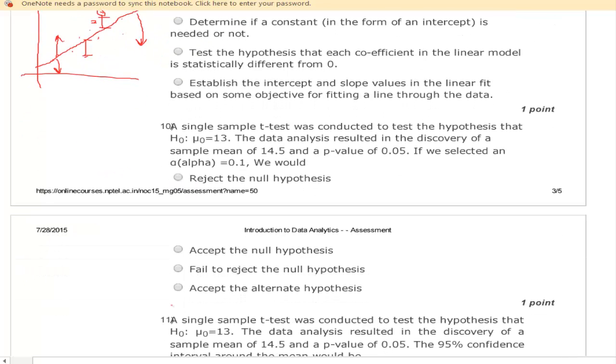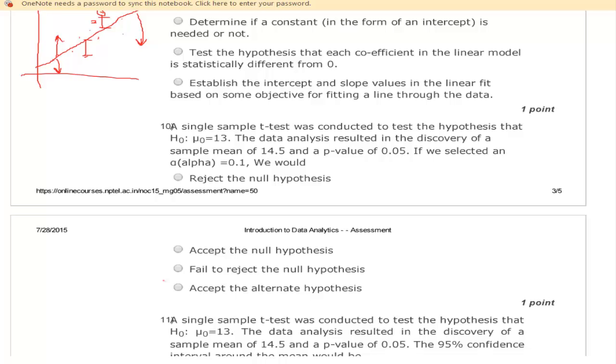Question 10. A single sample t-test was conducted to test the hypothesis that mu naught is equal to 13. The data analysis resulted in the discovery of a sample mean of 14.5 and a p-value of 0.05. If we selected an alpha of 0.1, what would we do?